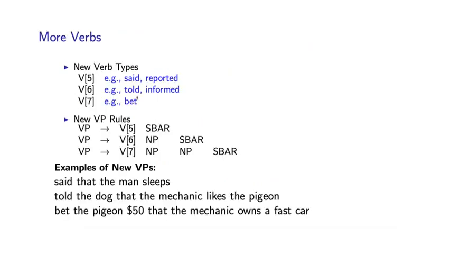And for this, we'll actually need some more verb types. So remember earlier we saw intransitive, ditransitive, transitive verbs. I'm running out of names for verbs, so I'll just call these V5, V6, and V7. So V5 is a new part of speech, and it's going to be reserved for words like said or reported. So we would have rules like this. V6 is going to be reserved for verbs like told. And V7 is reserved for actually a quite unusual word, which is bet. We'll see why it's unusual in a second.